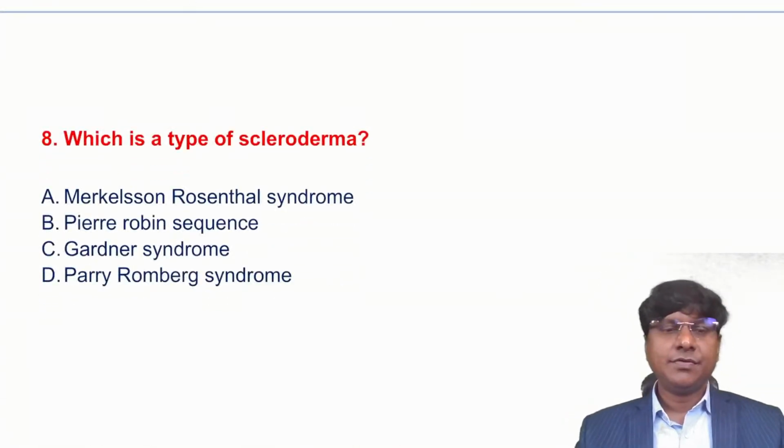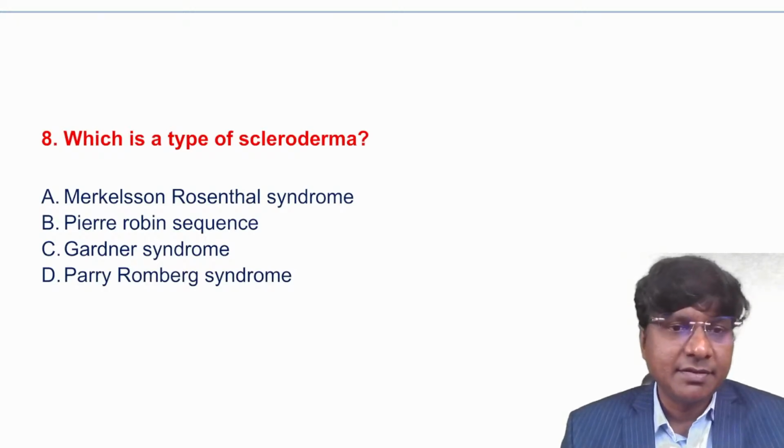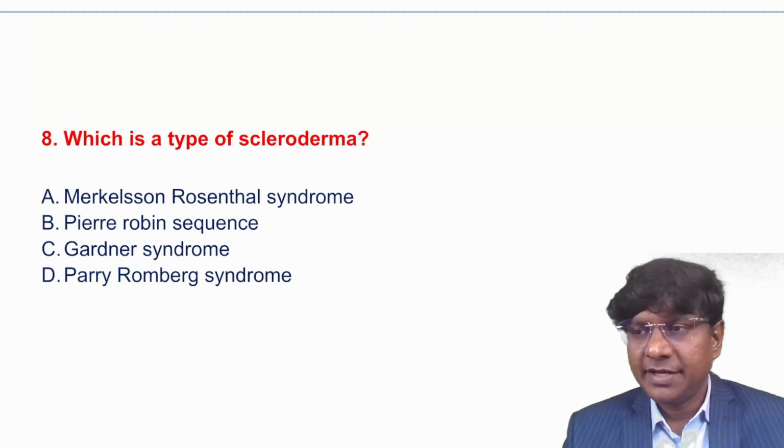Which is a type of scleroderma here? Melkersson-Rosenthal syndrome, Pierre Robin sequence, Garden syndrome, then Parry-Romberg syndrome. Anyone?